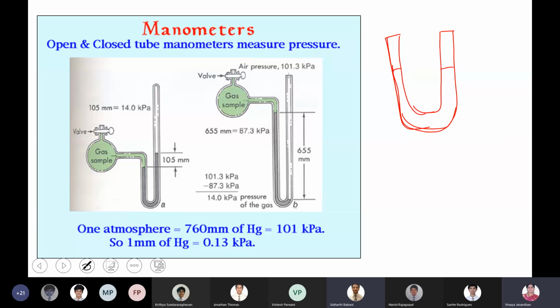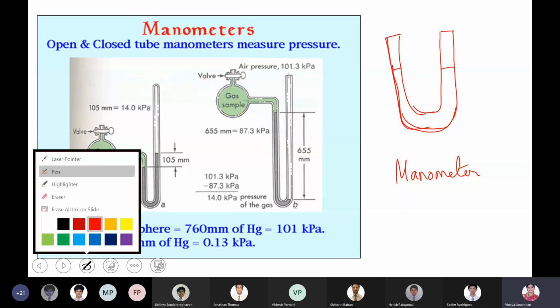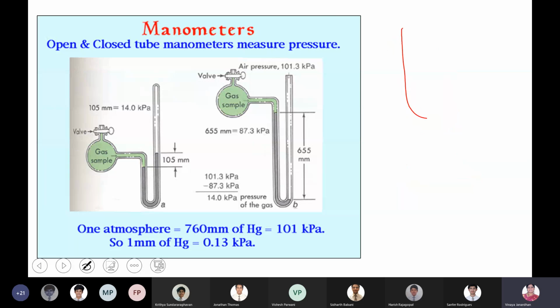Fine, boys. Basically, a manometer is a U tube. Both the limbs will be of the same thickness. It's a U tube, right? Both the limbs will have the same area of cross section. Now it's filled with, generally, mercury as the liquid. Sometimes we go for some other liquids also, but generally it's mercury.